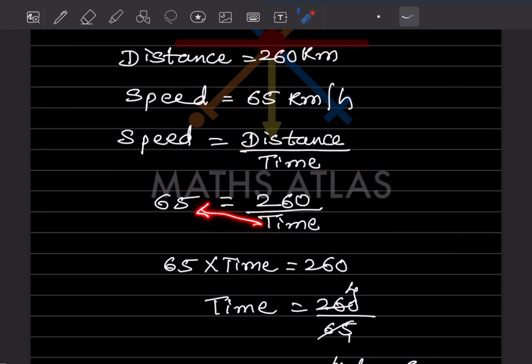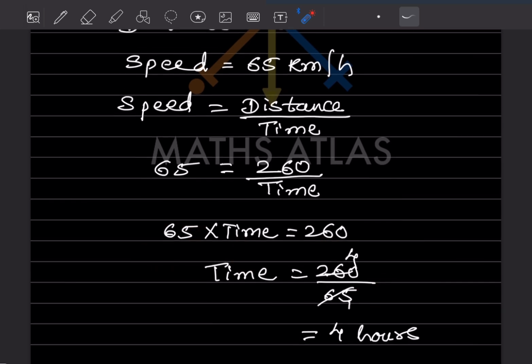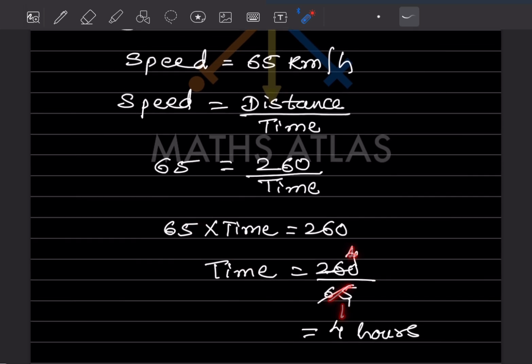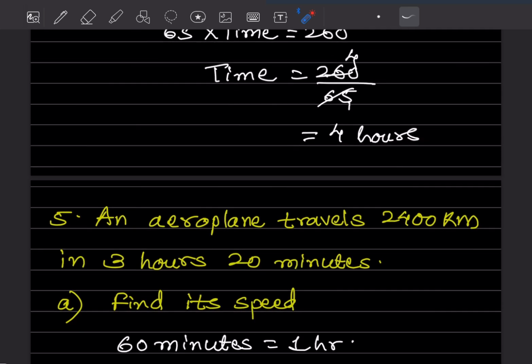So 65 into time is going to be 260. Time will be 260, and if this goes to the other side, it gets divided by 65. 65 ones are 65, and 65 fours are 260. So that is going to be 4 hours. So time is 4 hours.